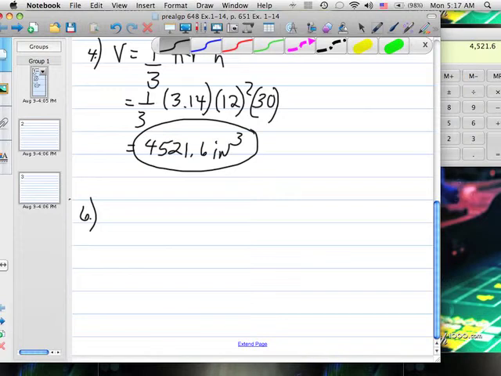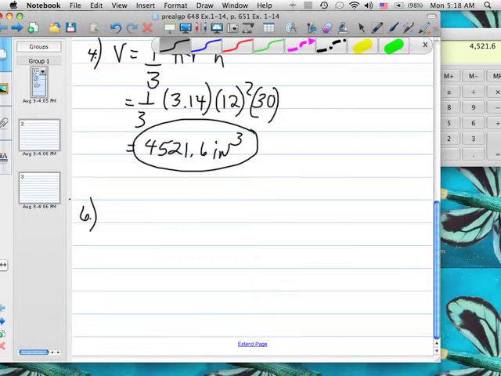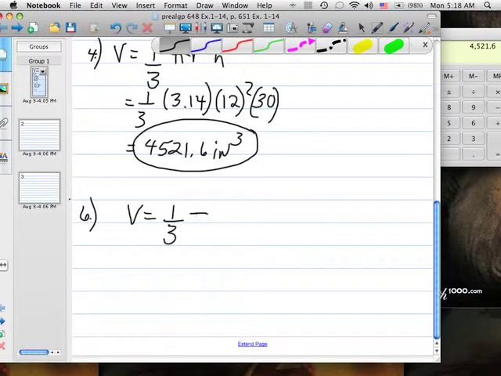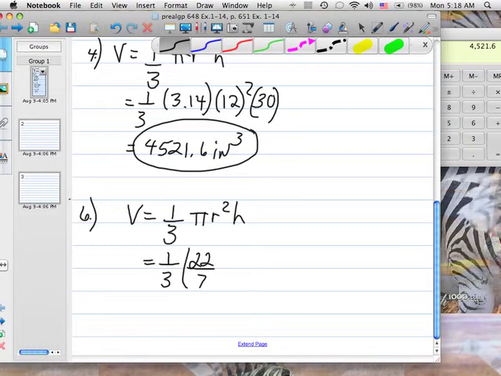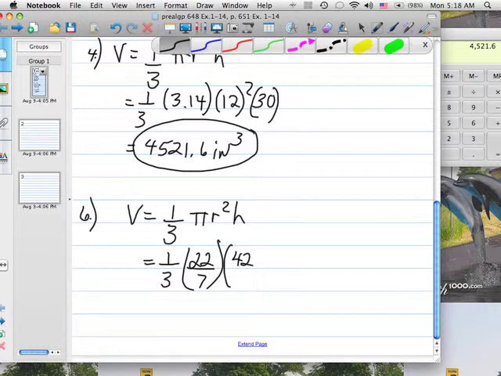Number 6, you have a cone, and the radius is 42 and the height is 60. So volume equals 1/3 pi r squared, area of the base figure times the height. For pi, we're going to use 22/7 since 42 is divisible by 7. And I'm going to do a little differently this time.